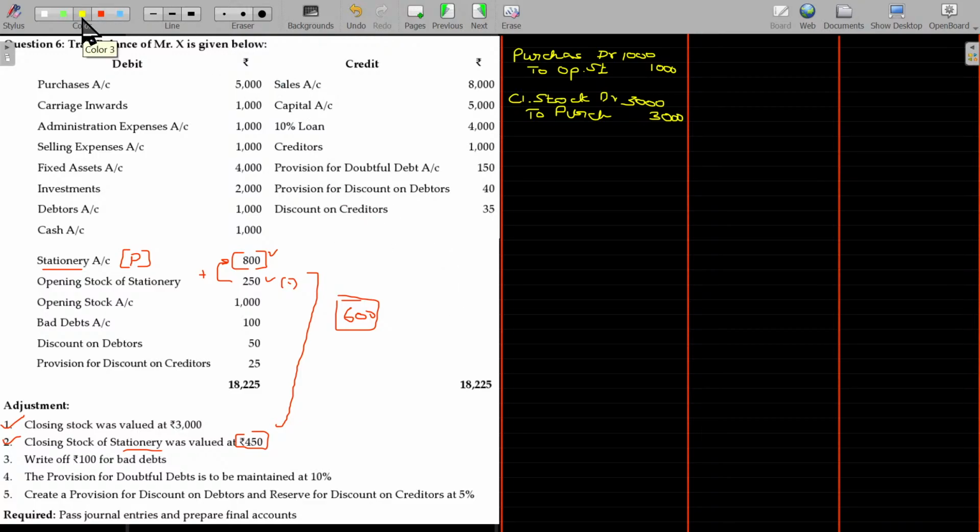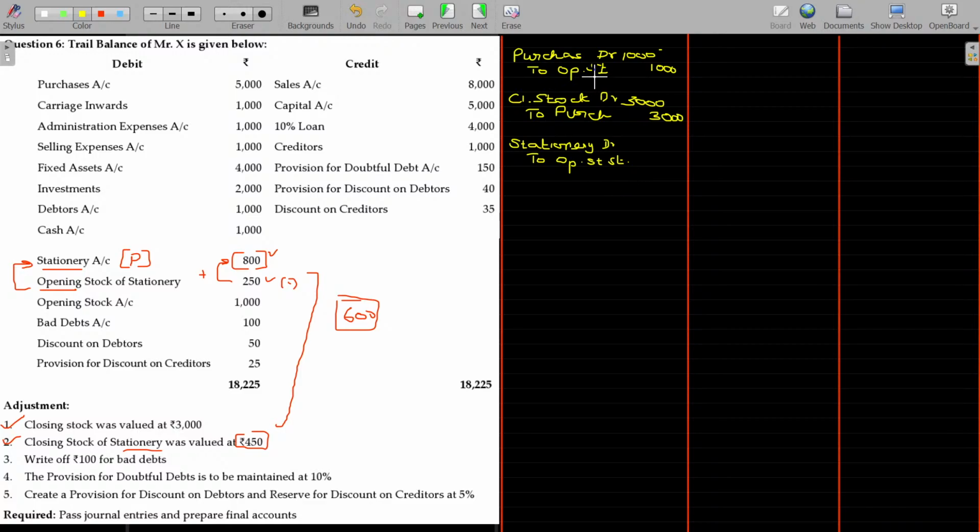But when you want to pass the entry, you need to understand the logic of the entries also. The logic of the entry here is just similar to the closing stock. So the opening stock of stationery will be added to the stationery, no? So for that, the stationery account is going to be debited. Stationery account debit to what? To opening stock of stationery.